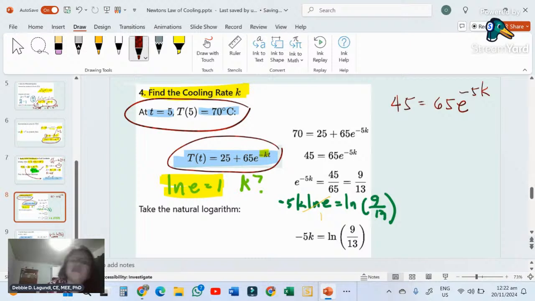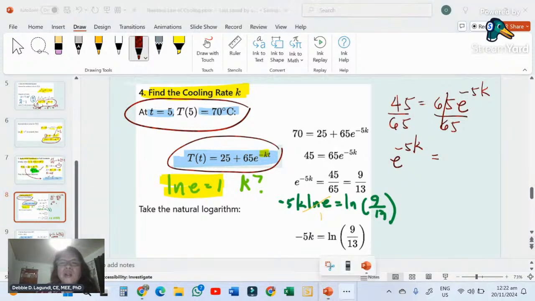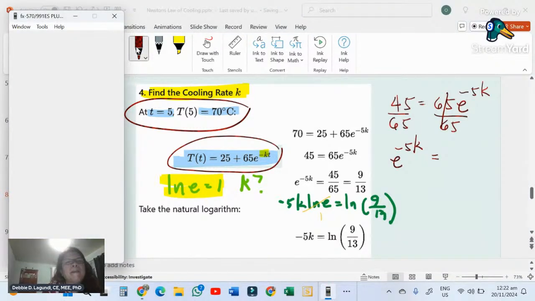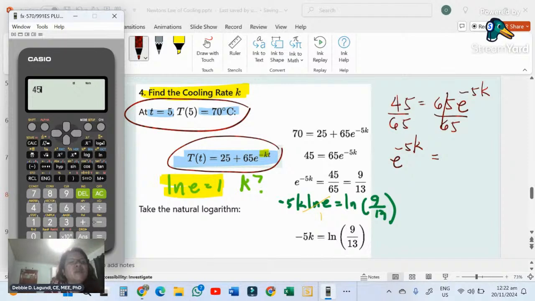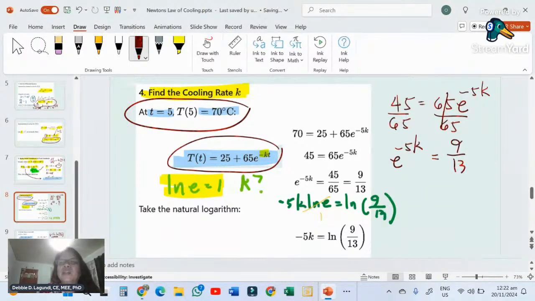Right? So divide both by 65 in order to remove the coefficient of e, and you will have here e to the negative 5k. Let's just switch places, is equal to 45 over 65, or 45 over 65 is equal to 9 over 13. So it's 9 over 13.